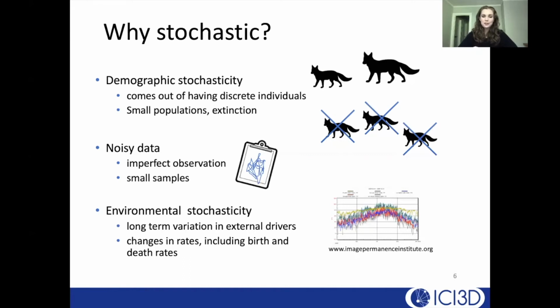And then one more source of stochasticity that might be important for your investigation is environmental stochasticity. And so these long-term variations in external drivers change the rates, and these could include birth and death rates. So here I have an image of temperature changes for different locations, and we can predict to some extent how things might play out, particularly over short time scales. But if you think about year to year, there are these stochastic events and changes that result in having an element of chance in the processes we're thinking about.